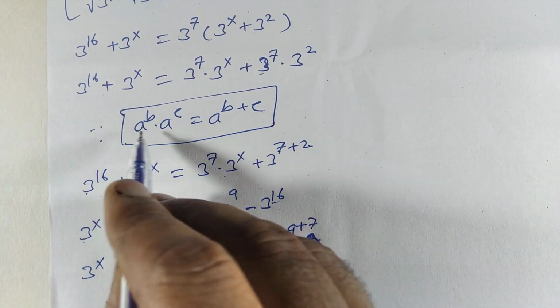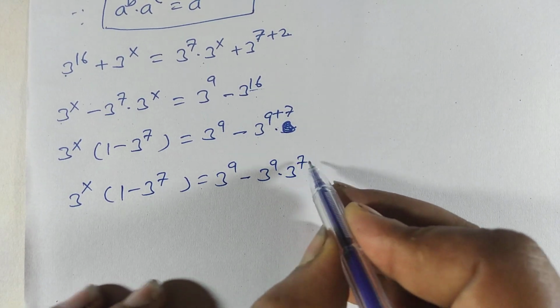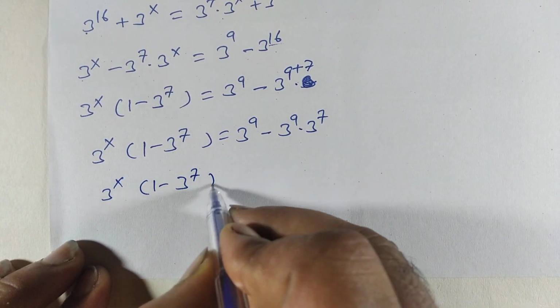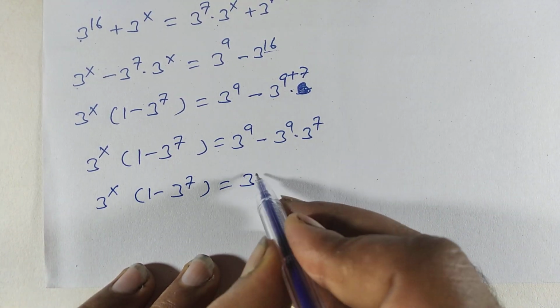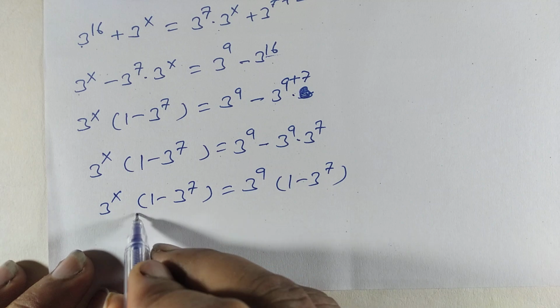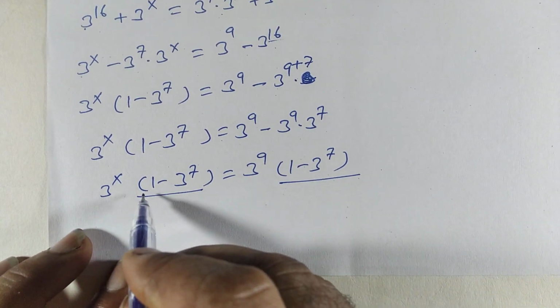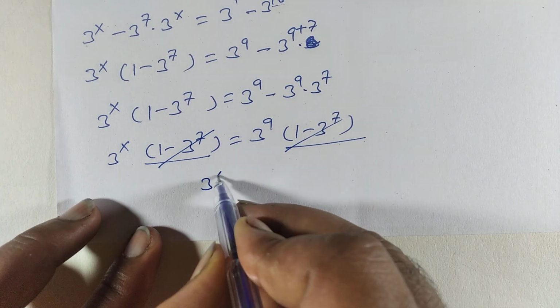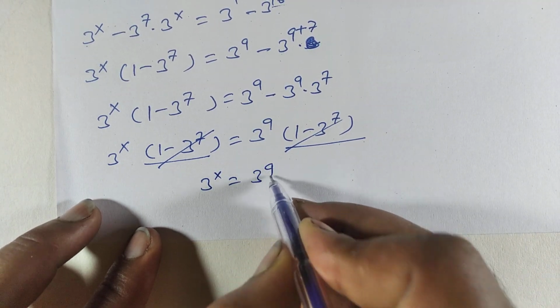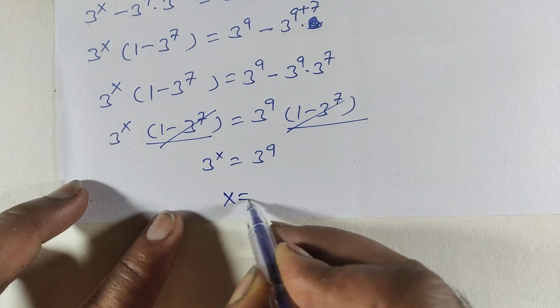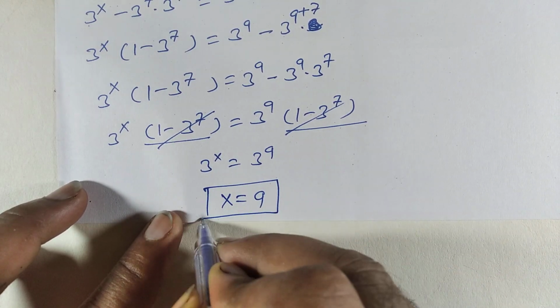Taking 3 to the power 9 common: 3 to the power x times (1 minus 3 to the power 7) is equal to 3 to the power 9 times (1 minus 3 to the power 7). This factor is the same on both sides, so it is cancelled. 3 to the power x is equal to 3 to the power 9. Same base on both sides, so equating exponents, x is equal to 9. We get the value of x.